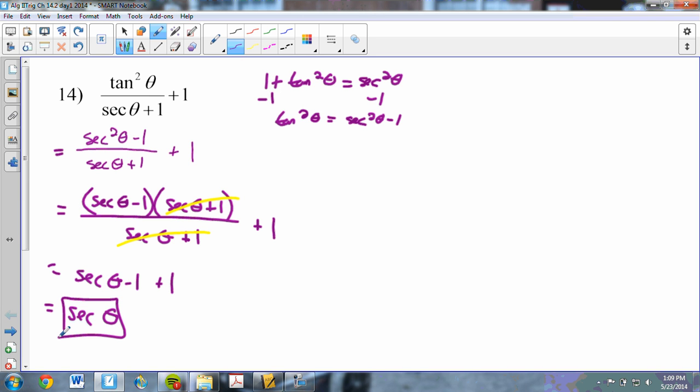That was problem 14 on your homework. You could have tried to make these cosines and sines, like turn this into 1 over cosine and turn this into sine squared over cosine squared. And that can work. It's very, very long and arduous, but it can work. But this is the way to go.